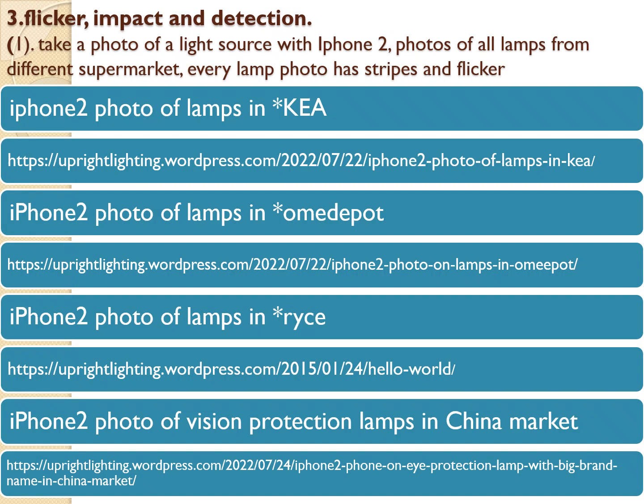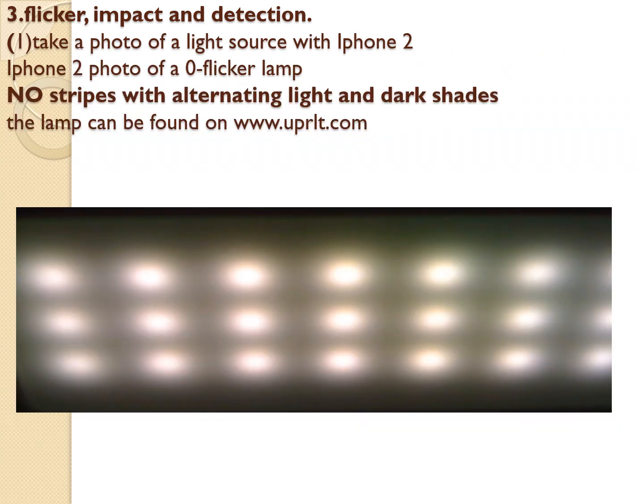The listed websites showed iPhone 2 photos of all lamps from different supermarkets. Every lamp photo has stripes, so almost every lamp on the market has flicker. Here is an iPhone 2 photo of a zero flicker lamp. No stripes with alternating light and dark shades.